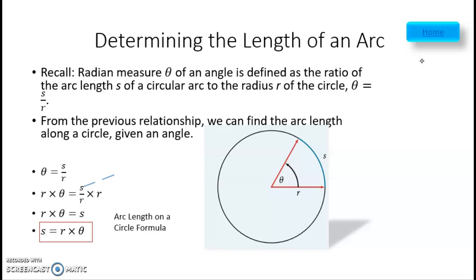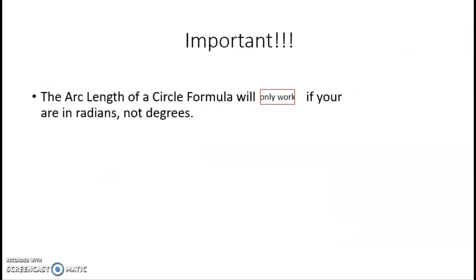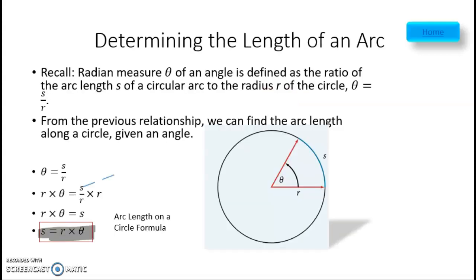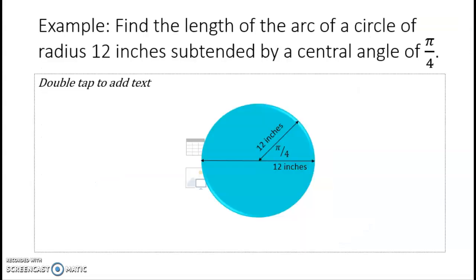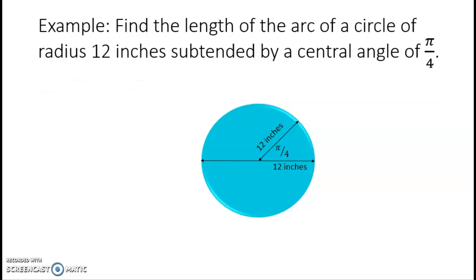Okay, now determining the length of an arc. What you need to know is the formula for the length of an arc. That is this right here. Remember, S is arc length, r is your radius, and theta is your central angle. Now, you've got to be careful. You have got to be in radians and not degrees in order for this to work, because this is based on radians. Alright, so find the length of an arc of a circle of radius 12 inches subtended by a central angle of pi over 4.